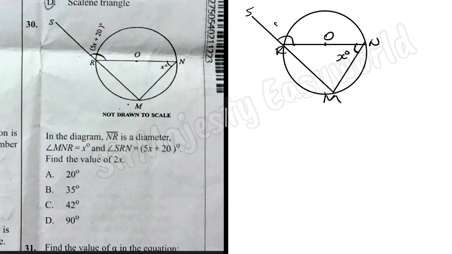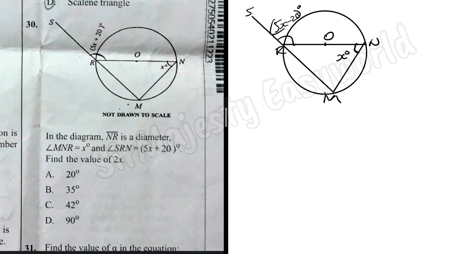So let's assume that here is 5x minus 20 degrees. And they told us to find 2x. MNR, as you can see, is x degrees, while that of SRN is 5x minus 20 degrees. Okay, so find the value of 2x.